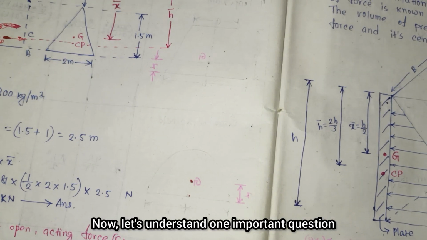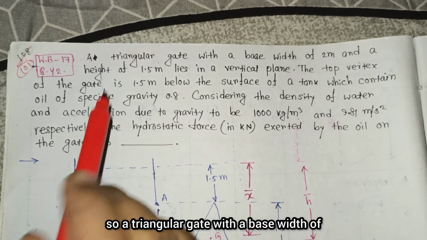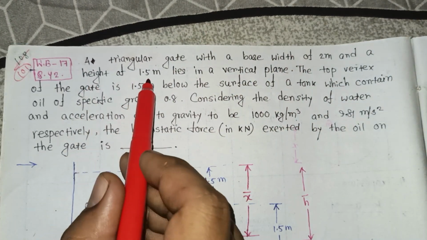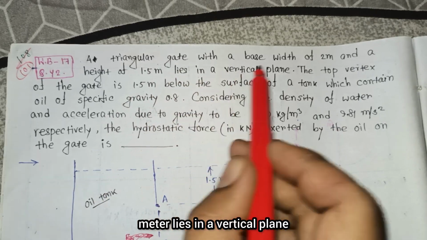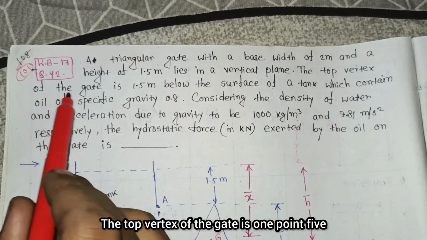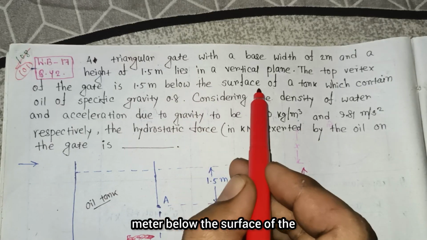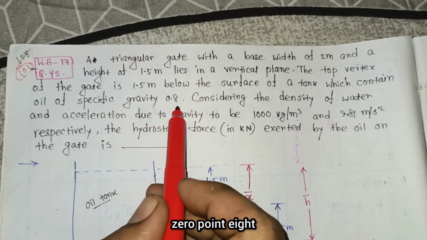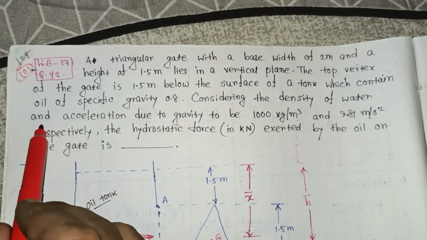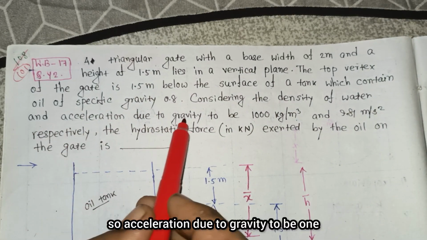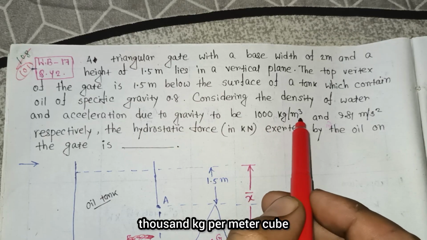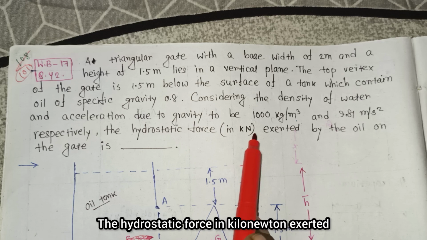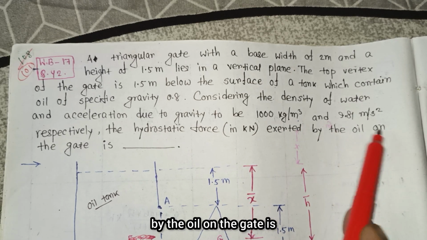Now let's understand one important question. A triangular gate with a base width of 2 meter and a height of 1.5 meter lies in a vertical plane. The top vertex of the gate is 1.5 meter below the surface of a tank which contains oil of specific gravity 0.8. Considering the density of water and acceleration due to gravity to be 1000 kg per meter cube and 9.81 meter per second square respectively, find the hydrostatic force in kilonewton exerted by the oil on the gate.